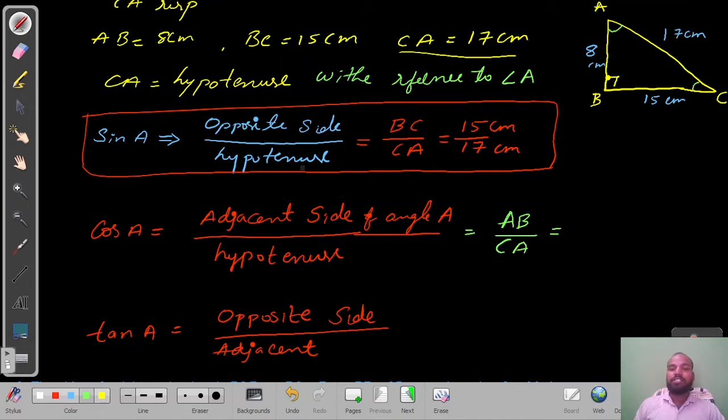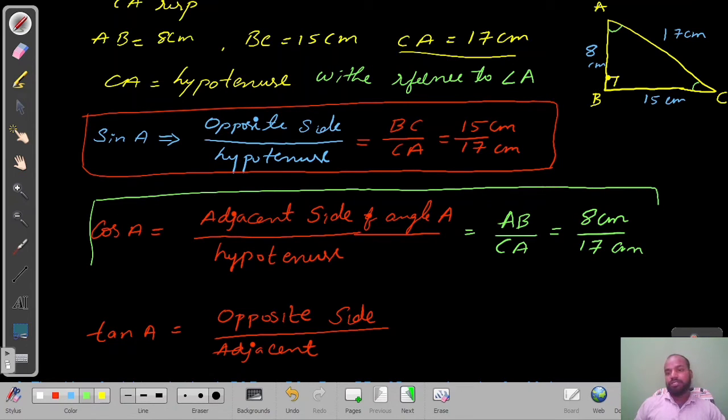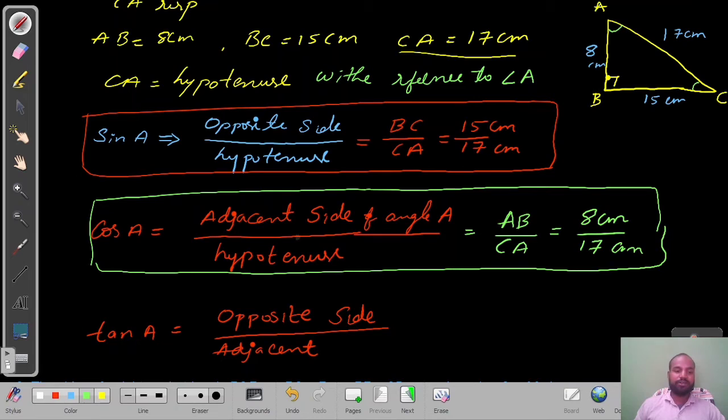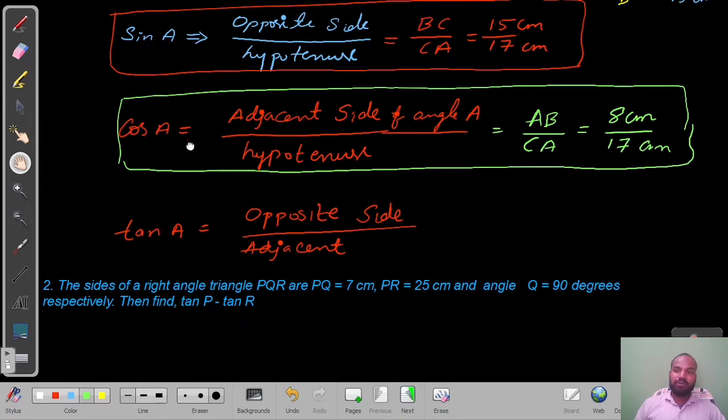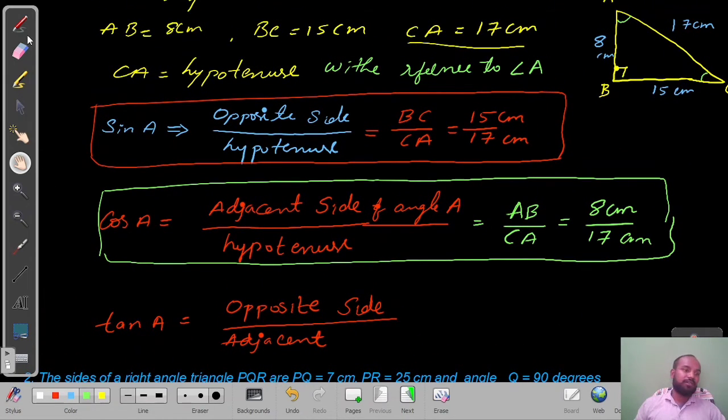Now what are the values here? AB equals 8 centimeters by CA, 17 centimeters. Next, this cos A value is completed. So if you know the formulas, you can write this very easily. Now see here. What are we going to do now? Tan, right? Now we are going to find the tan.